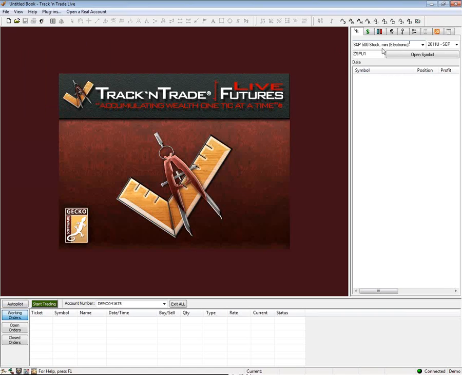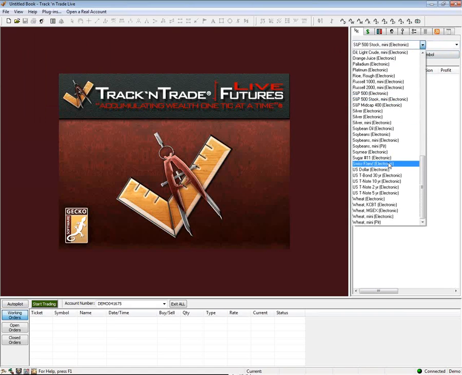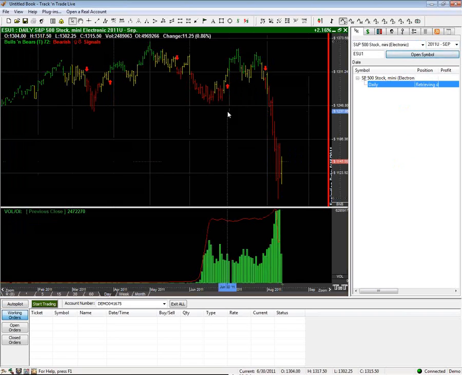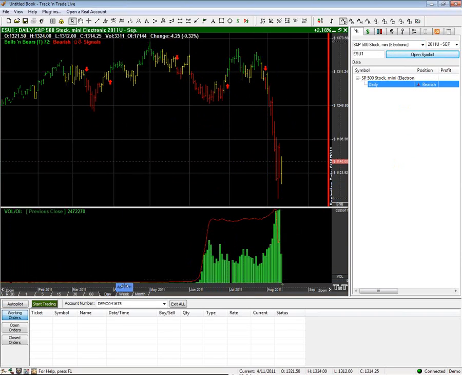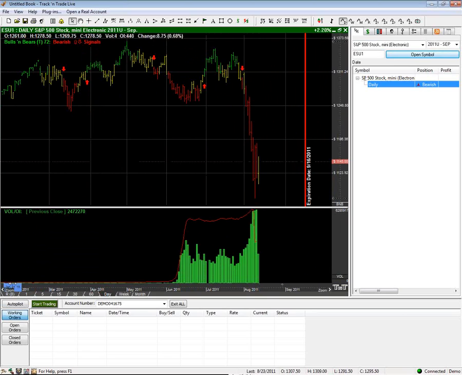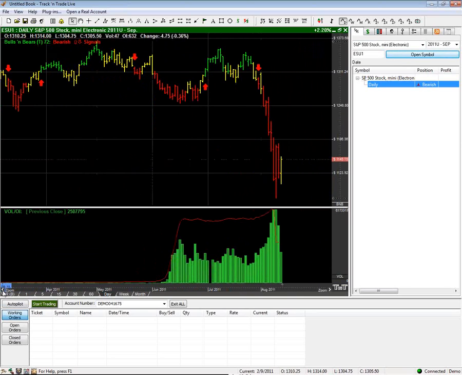I'm going to open up the S&P Mini Electronic, and I'm just going to open up an older contract here. I'm going to zoom us in a bit right away just to make sure everyone can see okay. I know it's harder to see a window within a window, and I also try and keep my screen a little bit bigger to make sure everyone can see okay.